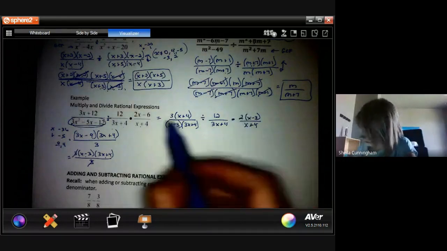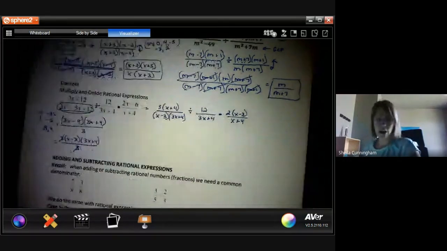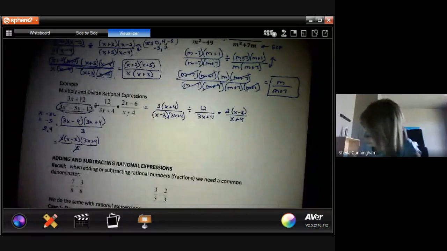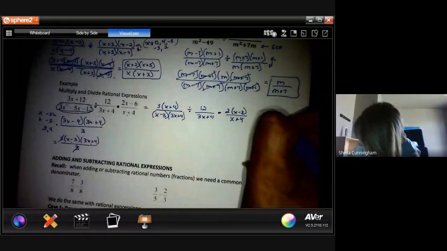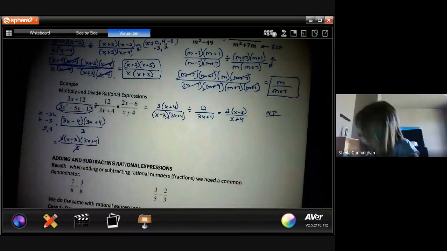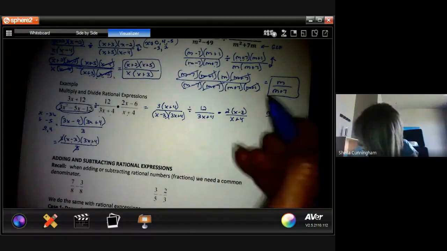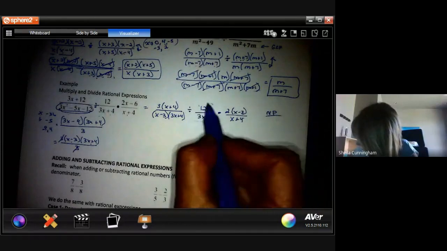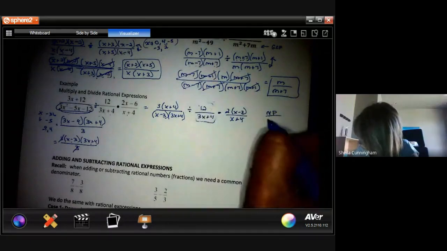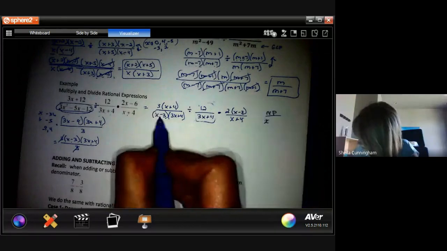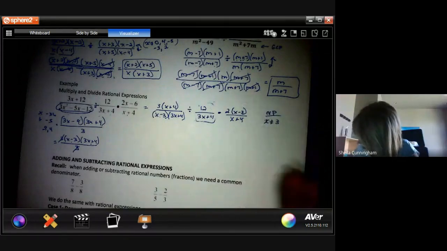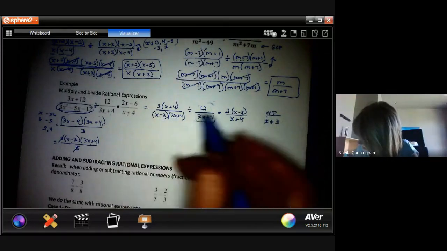So now that I've factored, let's think about non-permissibles. If I'm looking at non-permissible values, I'm only looking at my denominators, except where I have division, then I'm going to have to look at top and bottom. So I'm saying here, x can't equal 3.